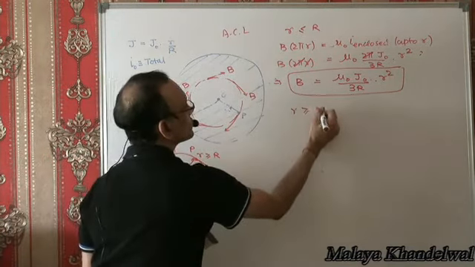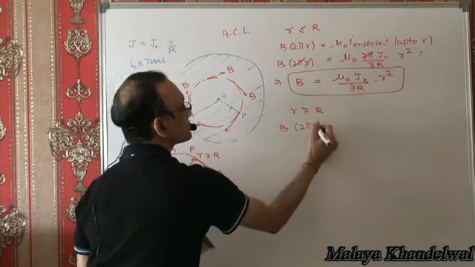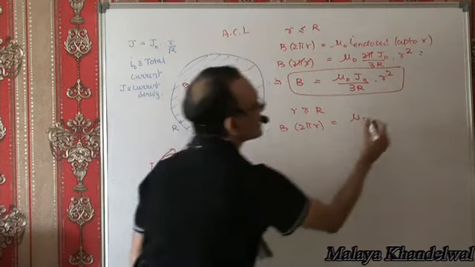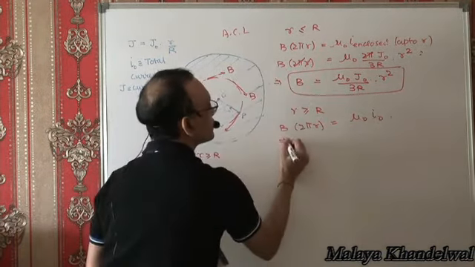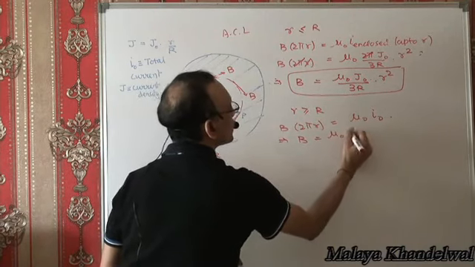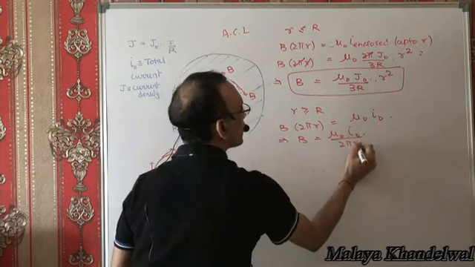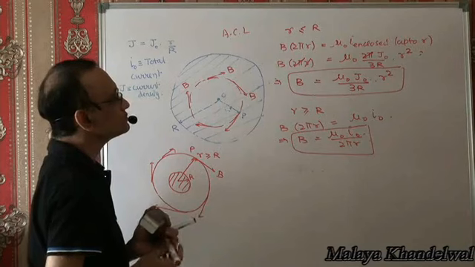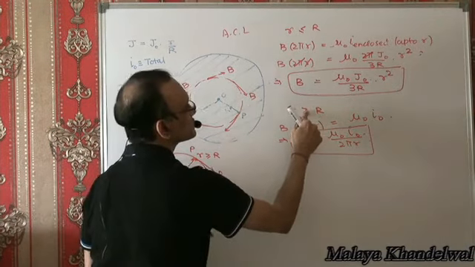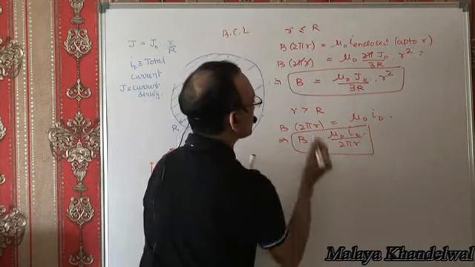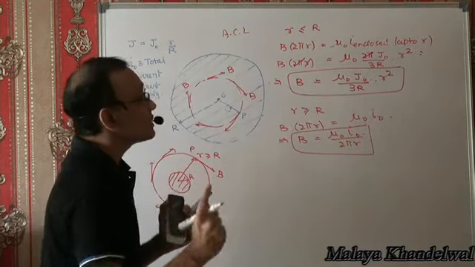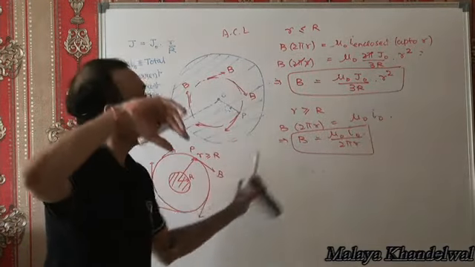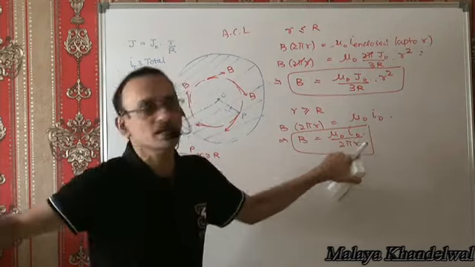So for r greater than or equal to capital R, B into 2 pi small r equals mu naught times the total current I naught enclosed inside this. So B turns out to be mu naught I naught divided by 2 pi r for r greater than capital R. Yes or no? Whether it is greater than or equal to capital R does not matter. It will be a continuous function. Inside the cylinder it goes as r squared, a parabola. Outside the cylinder it decreases as 1 by r.